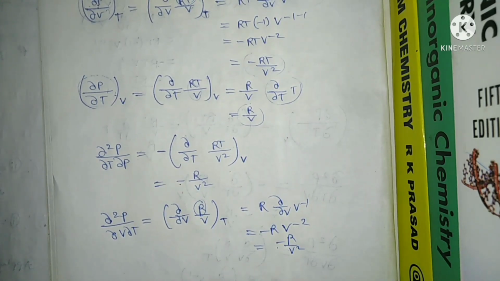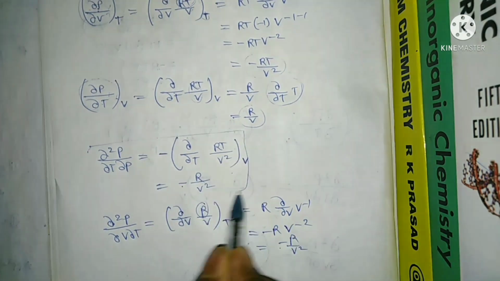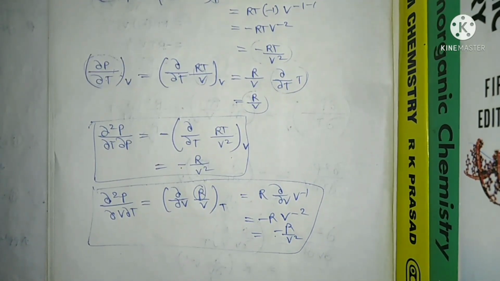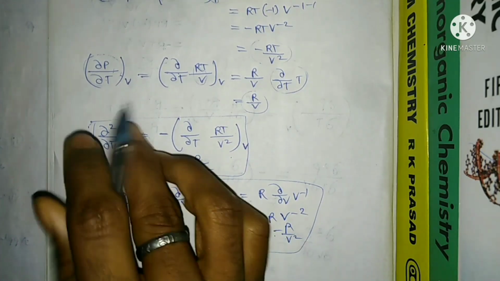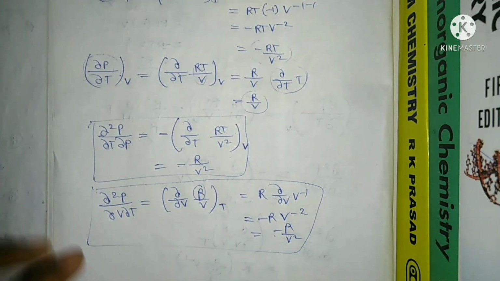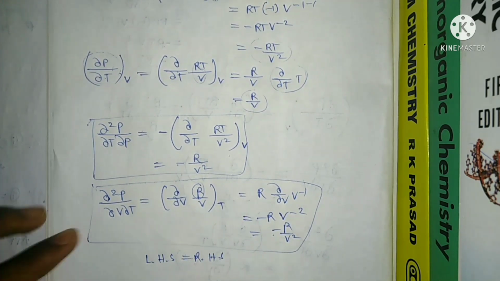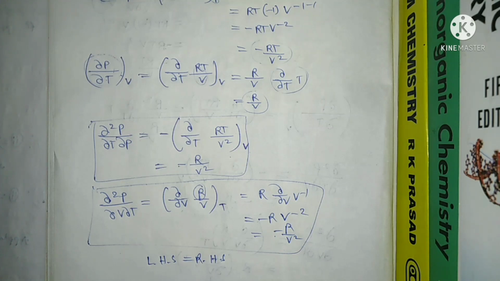So now we have realized that these two parts are identical. We found minus R by V square for this and for this too. So LHS is equal to RHS, and this is exactly what Euler's reciprocity relation says. So we have come to know that pressure is an exact differential, or a state function.